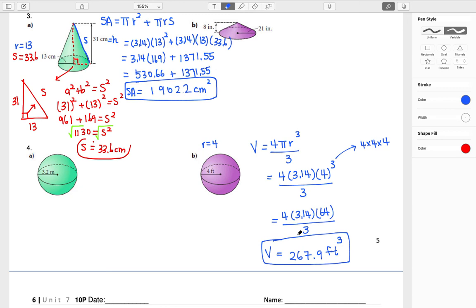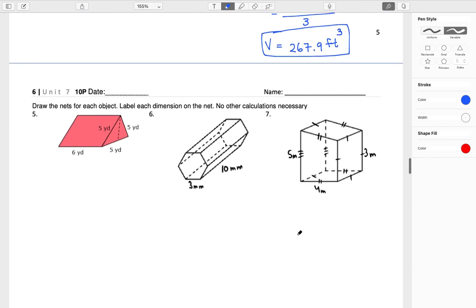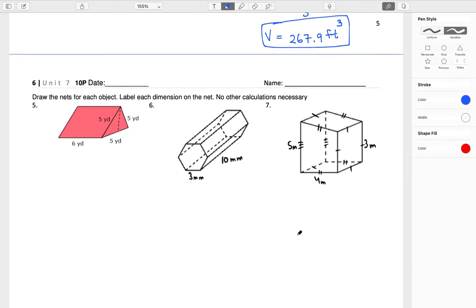Okay, good. Now, next question. When you are given different shapes, and it asks us to draw the nets. Drawing the net is, if I were to disassemble this 3D shape, what is it going to look like in a 2D shape?